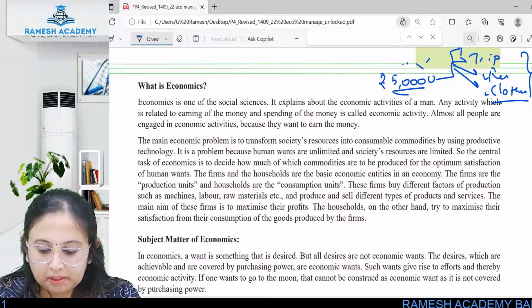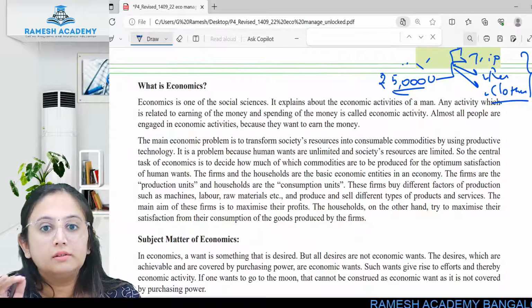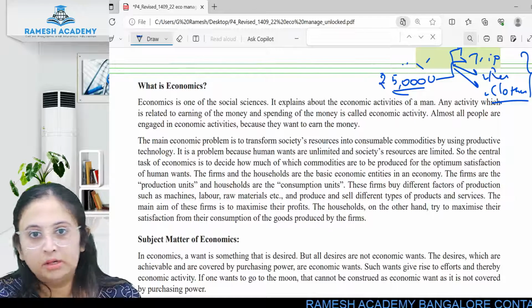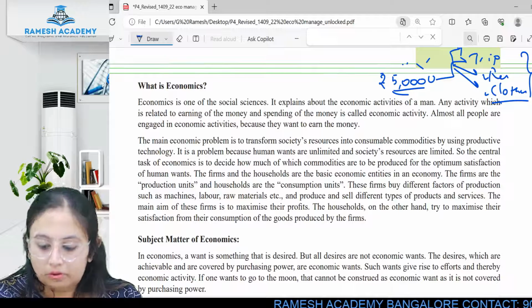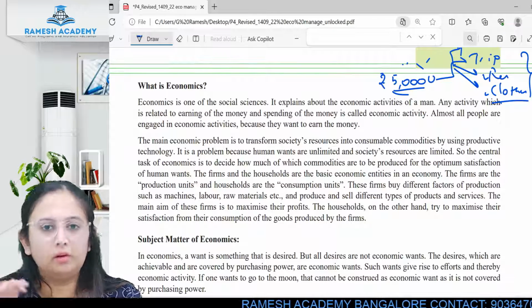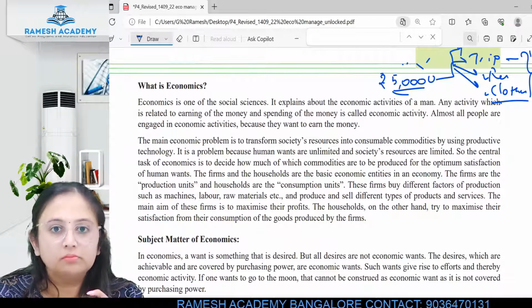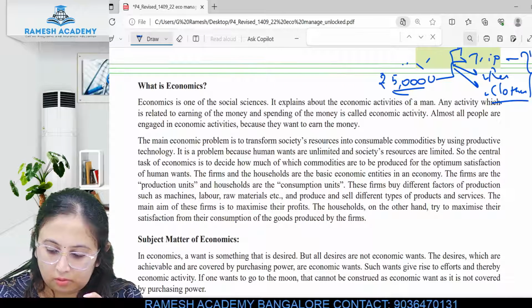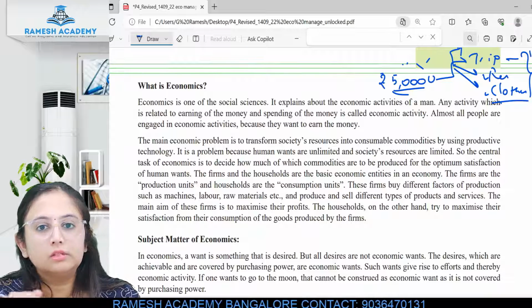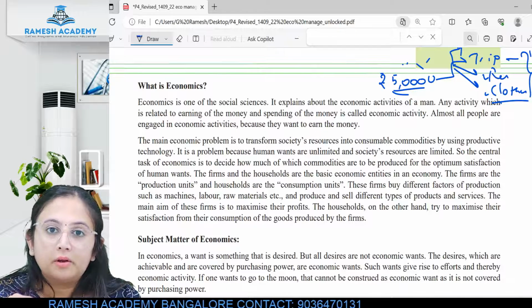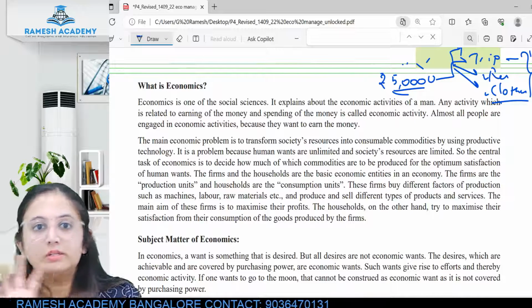But one thing we have to understand is that all the wants at a time you can't satisfy, correct? So now you are prioritizing. Let us consider the priority. First priority is your trip. You want to go on a trip, so this is your first priority. How did you understand this is your priority? This is what I have to do in this 5,000.